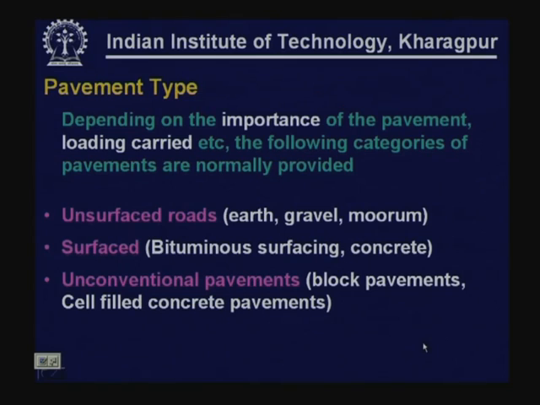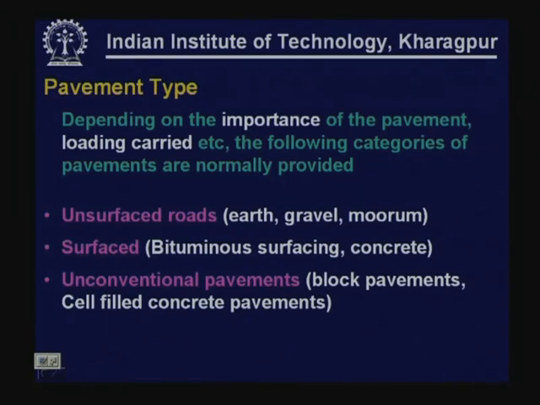Depending on the importance of the pavement and loading that we are considering, and also the climatic conditions that exist at a given location, we adopt different types of pavements. These are categorized as unsurfaced roads, where the surface is not sealed. We can have earth roads, gravel roads, muram roads, and other similar types of roads under this category. The main difference is that the surface is not sealed.